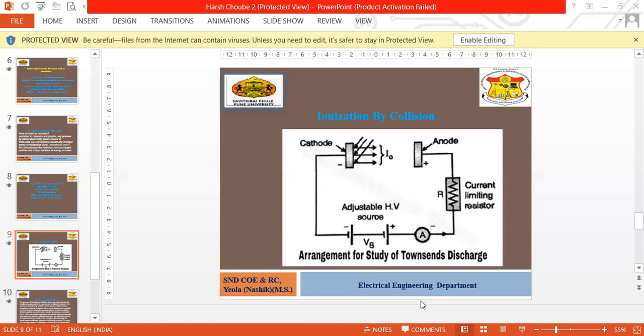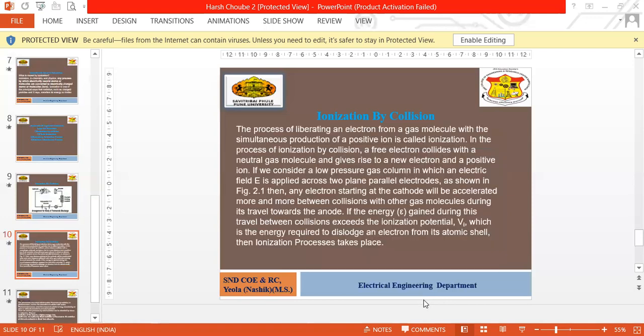Now, next one. The process of liberating an electron from a gas molecule with the simultaneous production of a positive ion is called ionization. As I have already told you, positive ions are produced because the electron is removed. When the electron is released, the molecule becomes a positive ion, and this total process is called ionization. In ionization by collision, a free electron collides with a neutral gas molecule and gives rise to a new electron and a positive ion. This is ionization by collision.